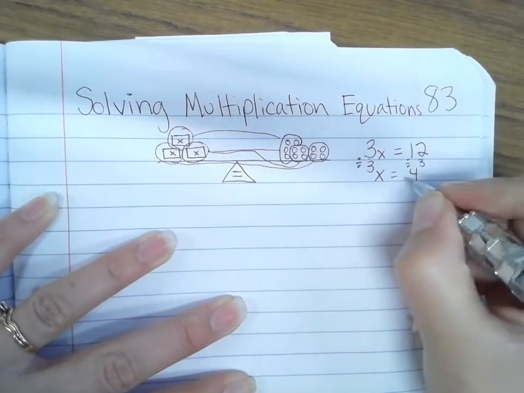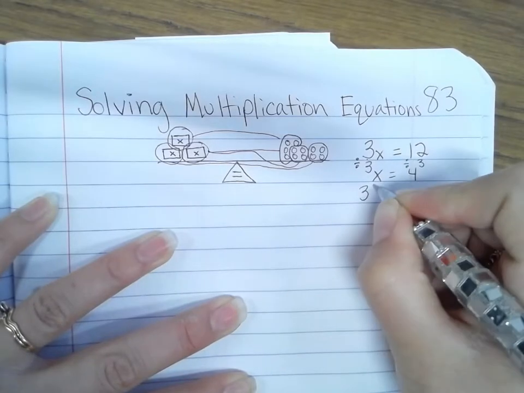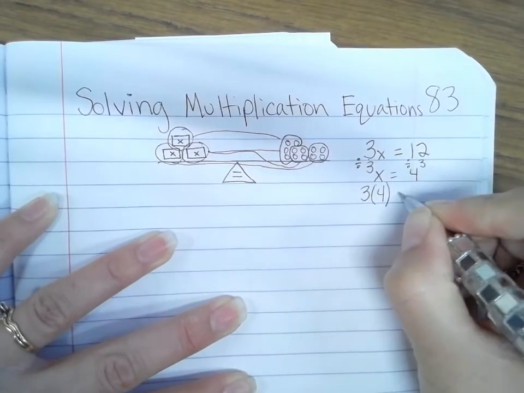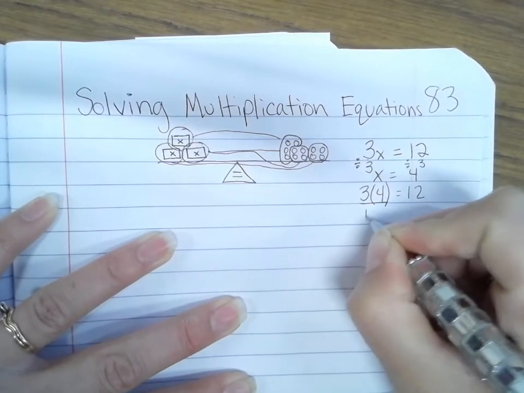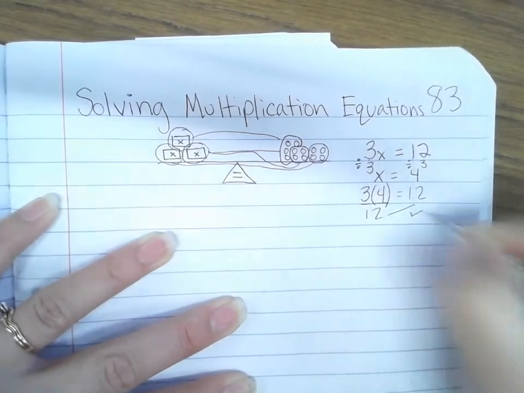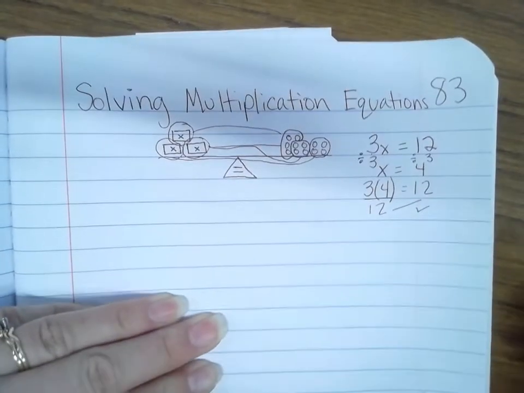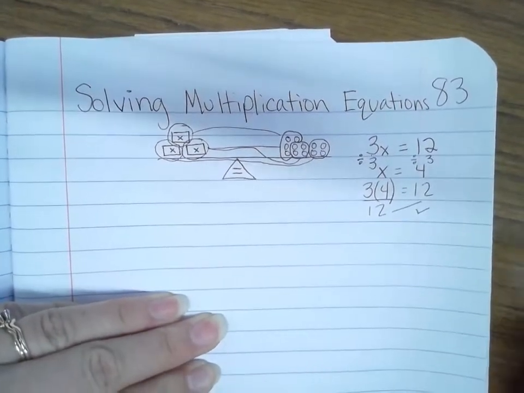Now check your answer. If I do 3 times 4, I get 12. 3 times 4 is 12. Those match and they check. Okay, this is a lot like the other equations we were doing. Remember how we found the variable?